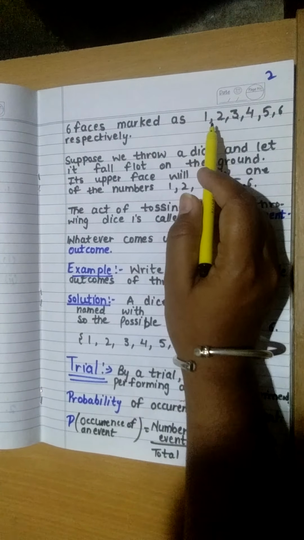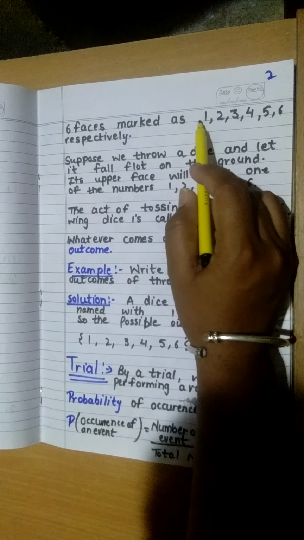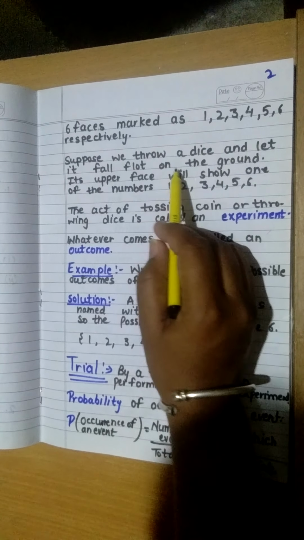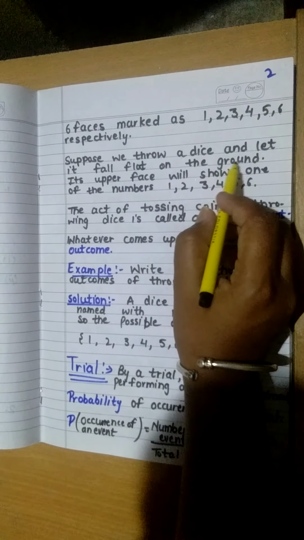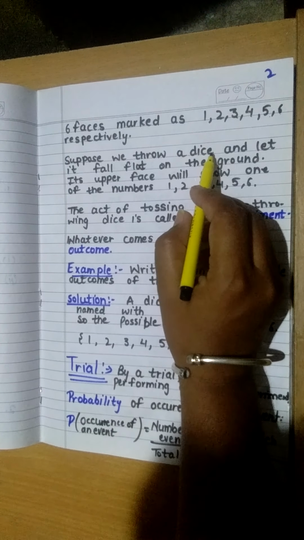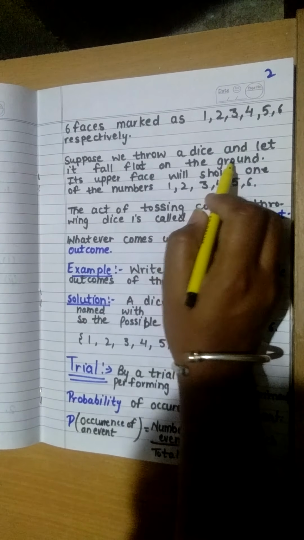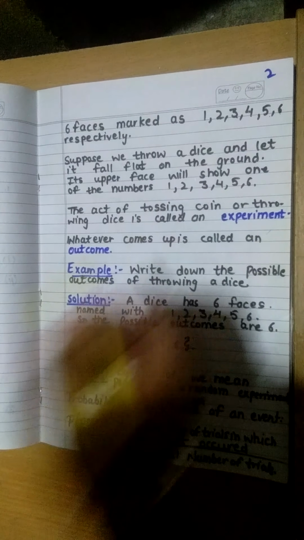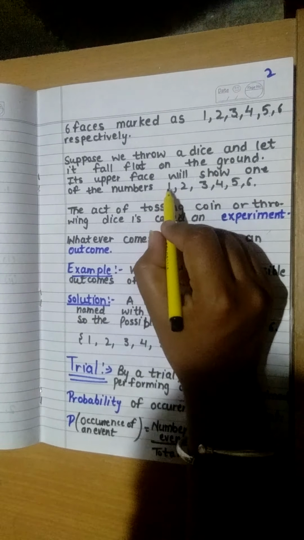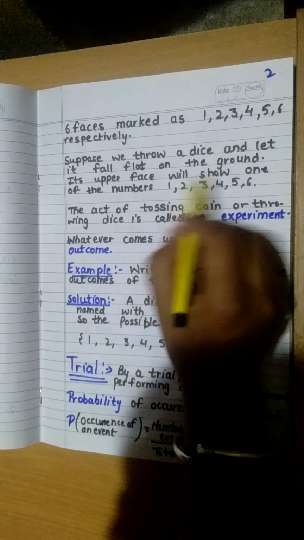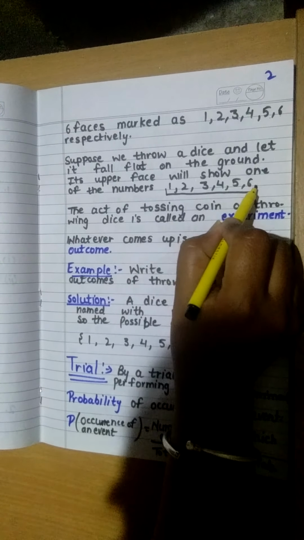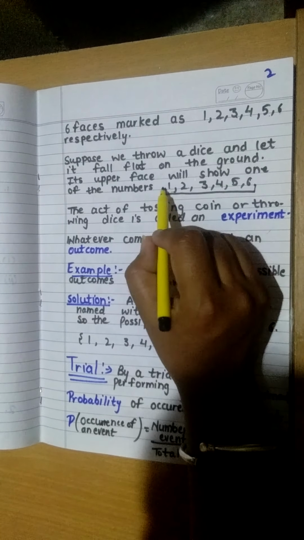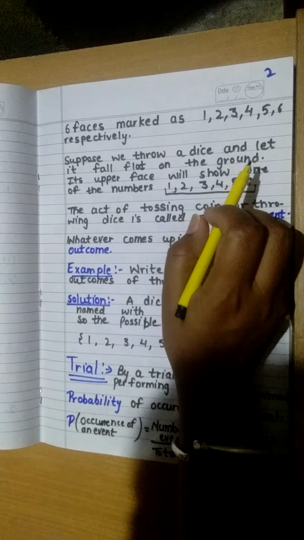On all the sides one number will be marked. Suppose we throw a die and let it fall flat on the ground. Its upper face will show one of the numbers. Means when we throw a die, then its upper face will show one of the numbers 1, 2, 3, 4, 5, 6. There will be one number from these on the upper face of that die.